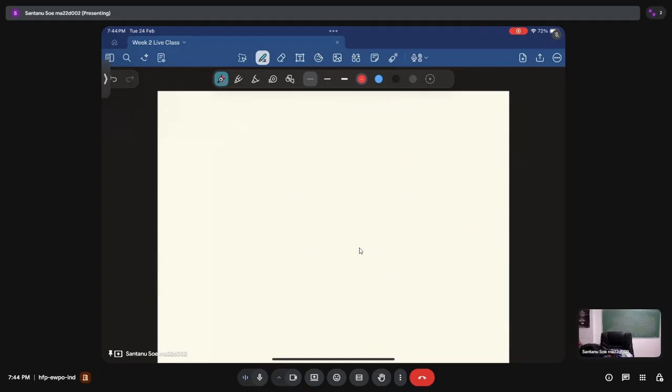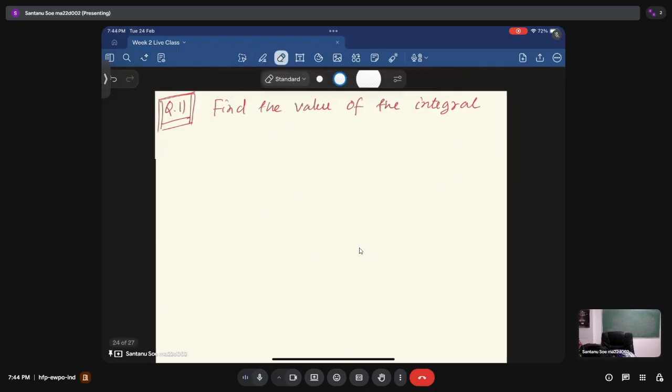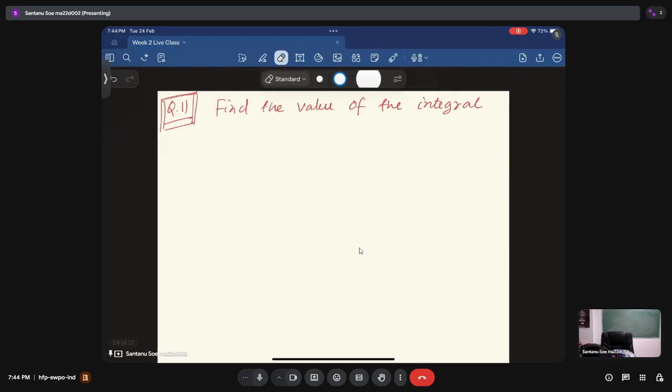which is question number 11. Okay, find the value of the integral from 0 to 1, x to 1, sine of y square dy dx.